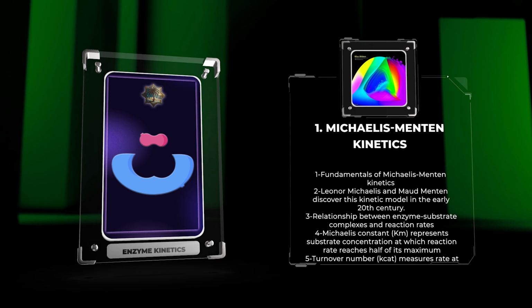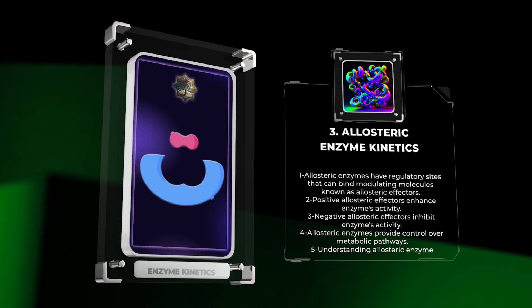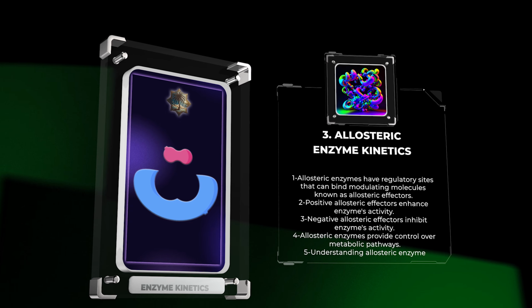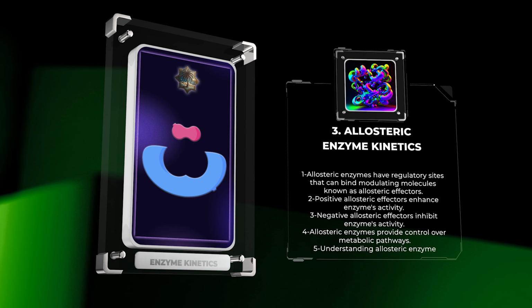Moving forward, let us unravel the mysteries of allosteric enzyme kinetics. Unlike enzymes governed solely by Michaelis-Menten kinetics, allosteric enzymes possess additional regulatory sites, distant from the active site, that can bind modulating molecules known as allosteric effectors. This binding triggers conformational changes that either enhance, positive allosteric effectors, or inhibit, negative allosteric effectors, the enzyme's activity. Allosteric enzymes demonstrate remarkable control over metabolic pathways, enabling cells to respond to fluctuating conditions swiftly. Elucidating the intricacies of allosteric enzyme kinetics will aid in comprehending cellular regulation and designing therapeutic strategies.